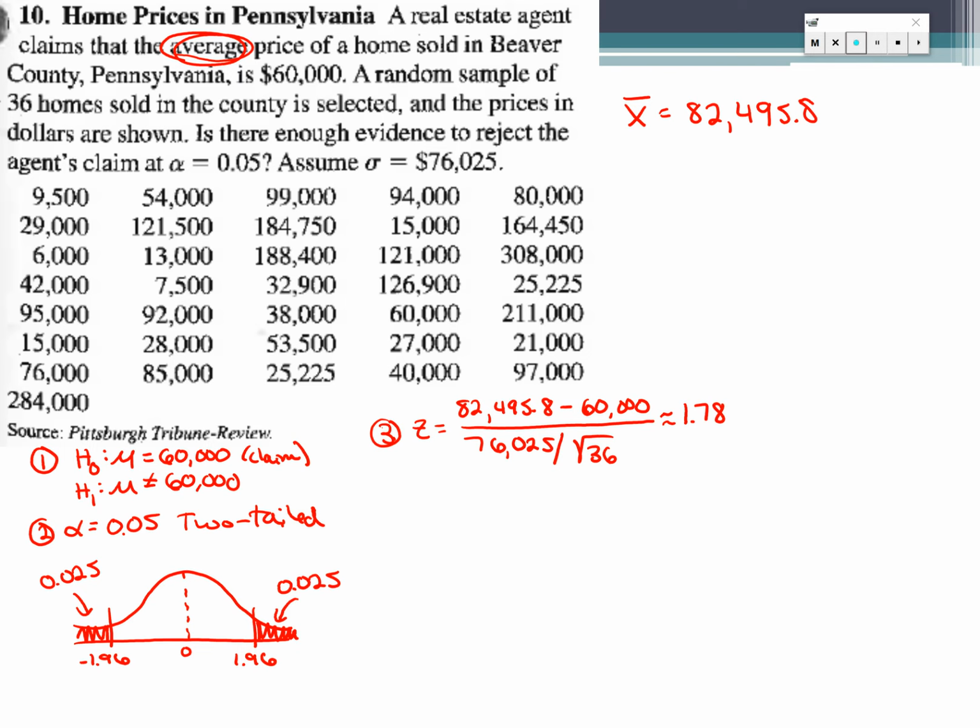Now with a two-tailed test, guys, you get two critical values, but you do not get two test values. You get one test value, that's it.